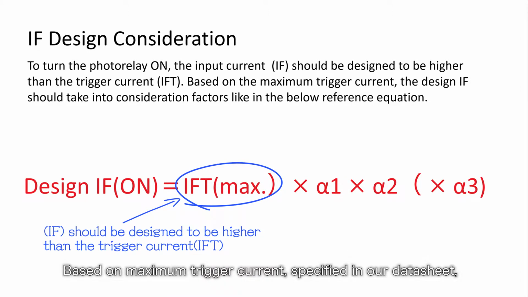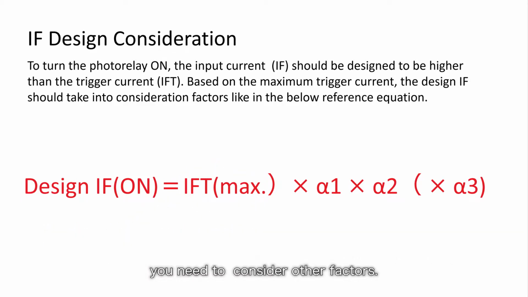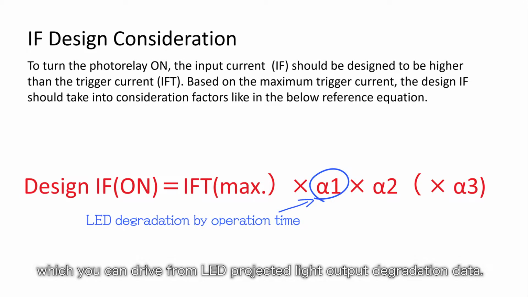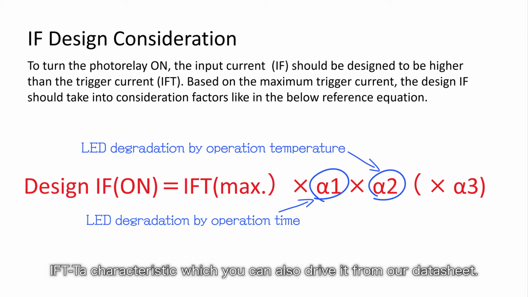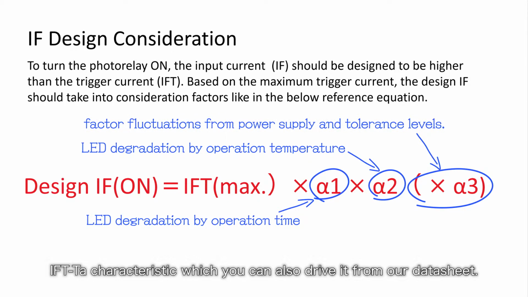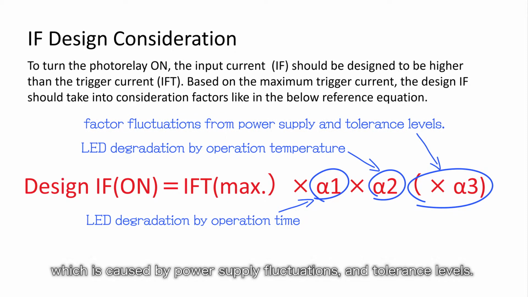So based on the maximum trigger current specified in our data sheets, you also need to consider other factors like the LED degradation rate, which you can derive from the LED projected light output degradation data, and IFT-TA characteristics, which you can also derive from our datasheets. And you also need to consider the derating factor, which is caused by power supply fluctuations and tolerance level.